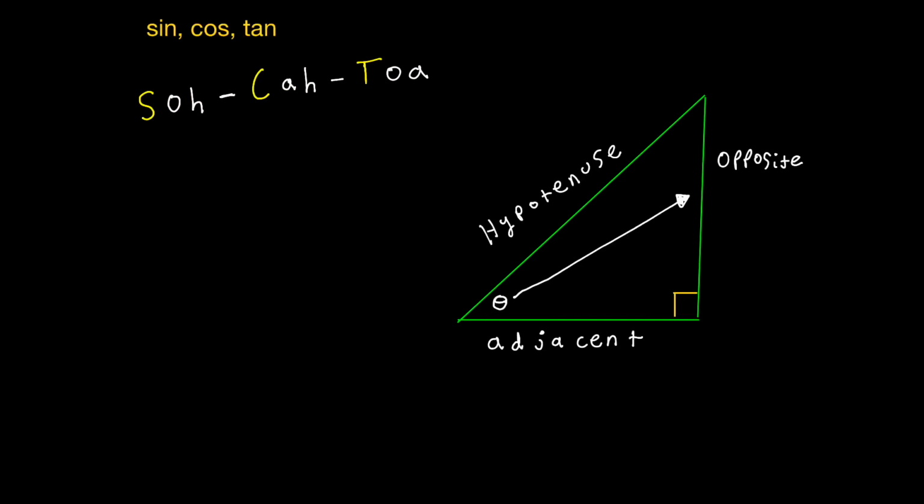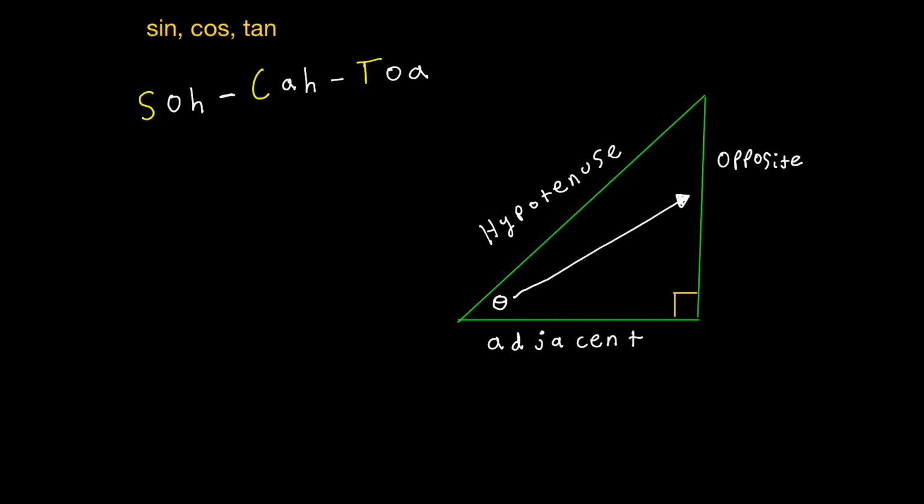The following mnemonic device, SOHCAHTOA, will help us to remember which two lengths are needed in order to use each trigonometric function. For example, sine, by definition, is the ratio of opposite over hypotenuse. Cosine, by definition, is the ratio of adjacent divided by the hypotenuse, and tangent, by definition, is the ratio of opposite divided by the adjacent.